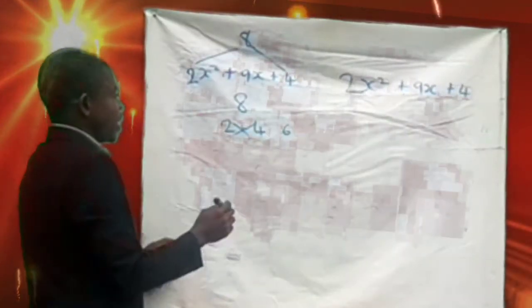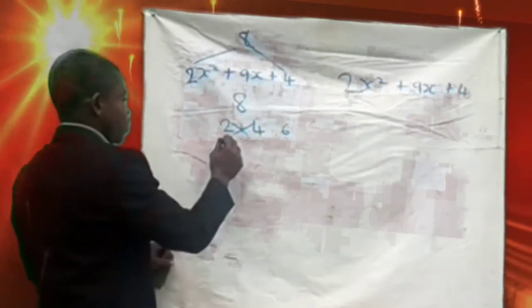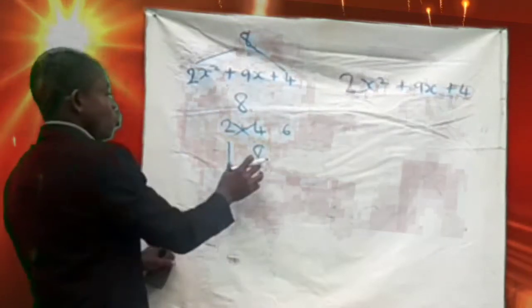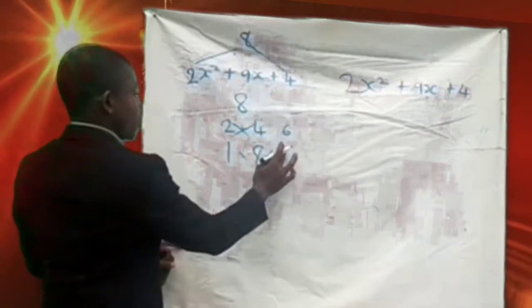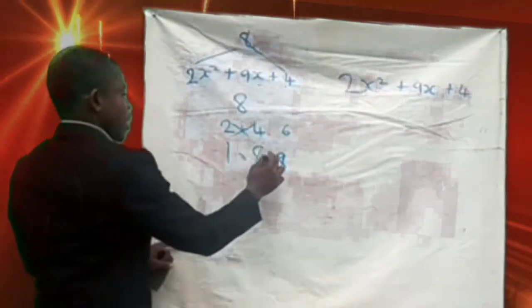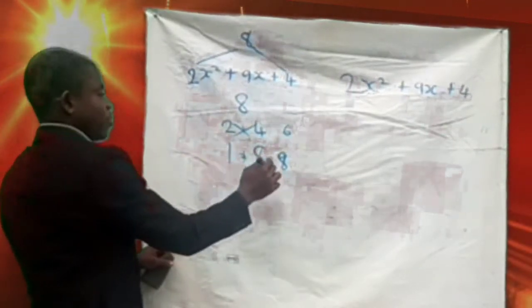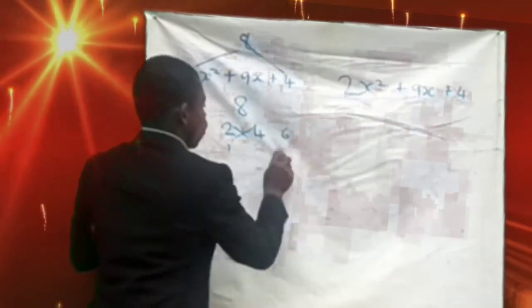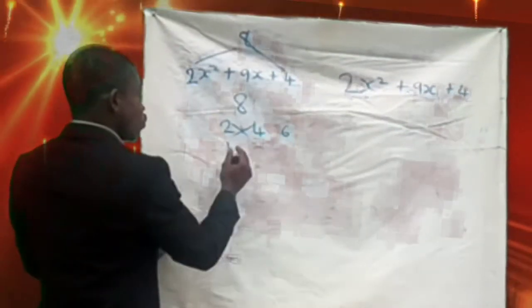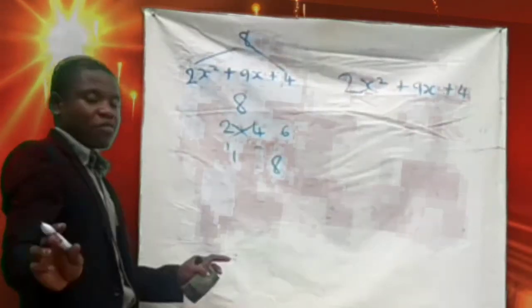So this is not in line. So we try another factor of 8, which is 1 and 8. You multiply this 1 and 8 to give you 8. Sorry for that. And you add this 1 and 8 to give you 9. So this gives us exactly what we are looking for. So from this 1 and 8, you have your answer.